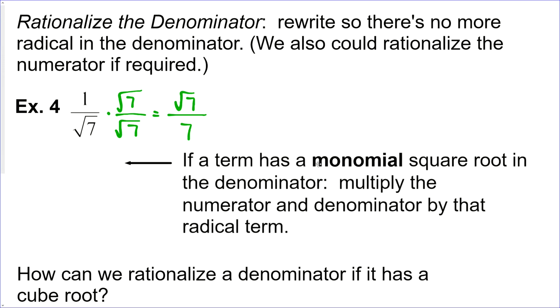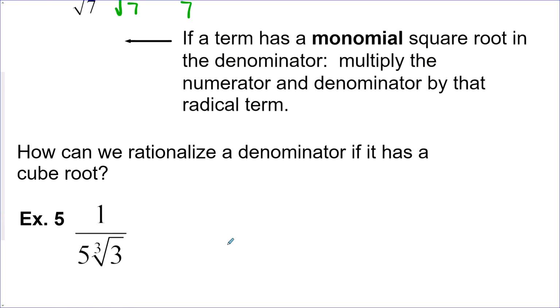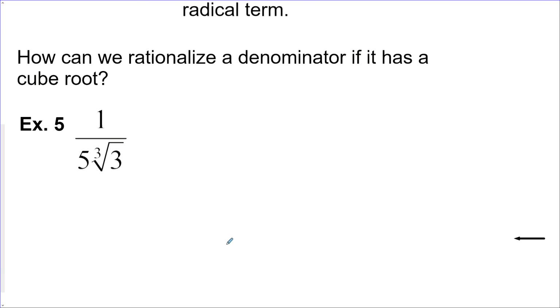So if we have a monomial square root in the denominator, just a single term, then we just multiply by that. How can we rationalize a denominator if it has a cubed root? And I also put a coefficient in here, just for good measure.